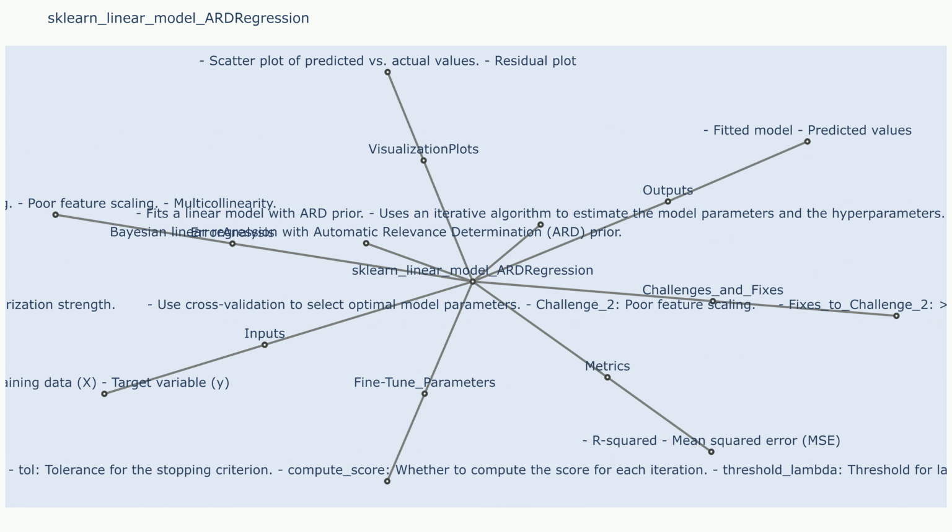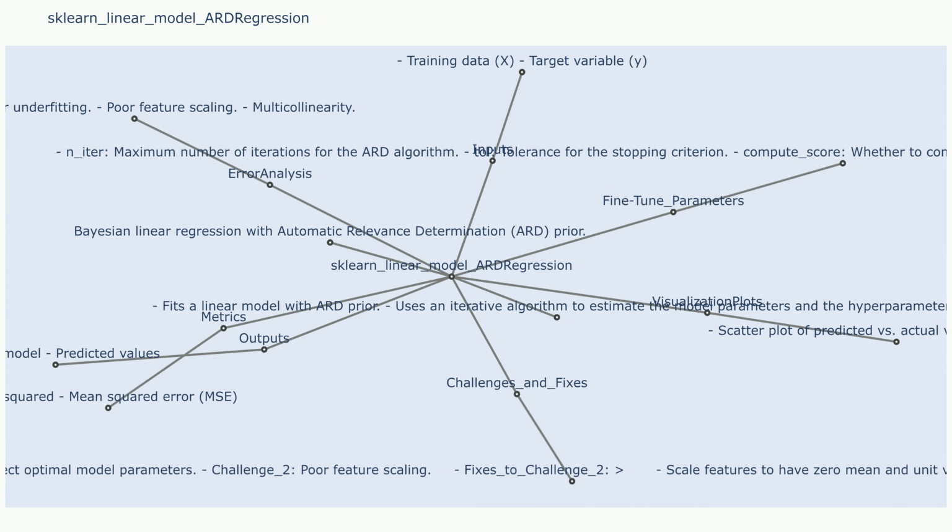Challenge 2. Overfitting. ARD regression, like other Bayesian models, can overfit the data if the prior distribution is too weak or the training data is noisy. Sample use case: training a model on a small dataset with high levels of noise may lead to overfitting, where the model learns the specific noise patterns rather than the underlying relationships in the data.